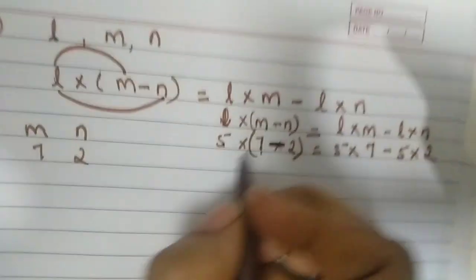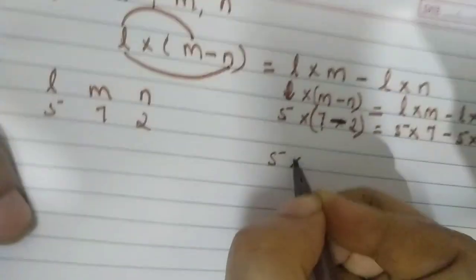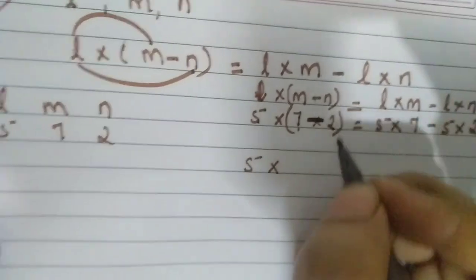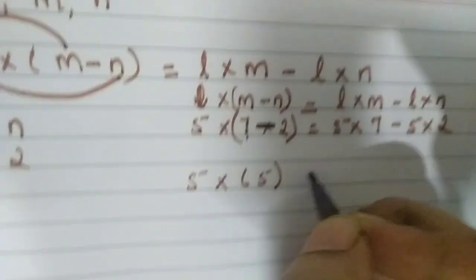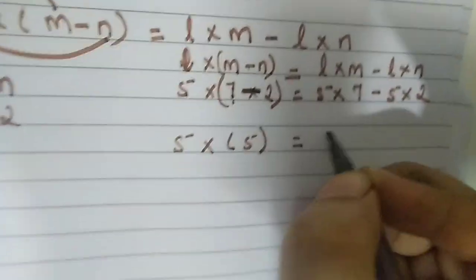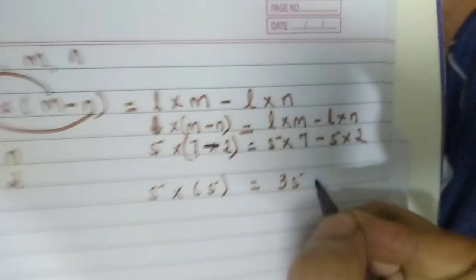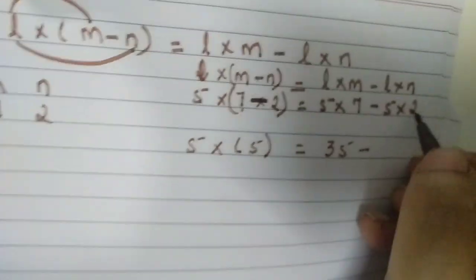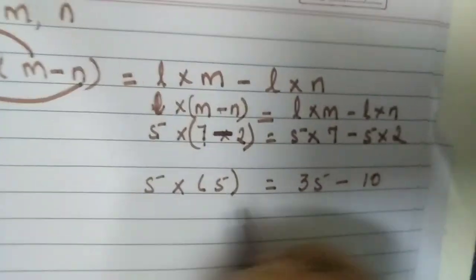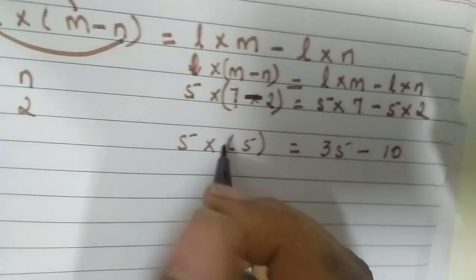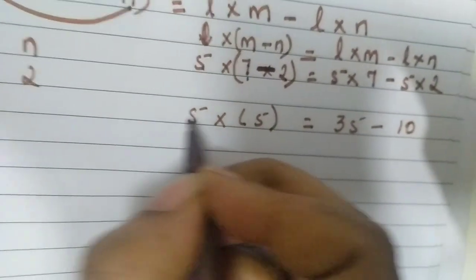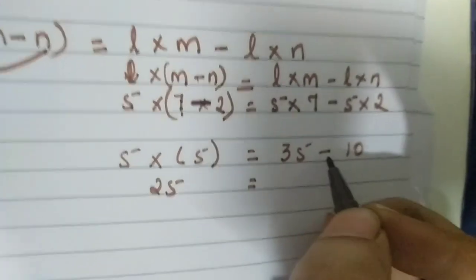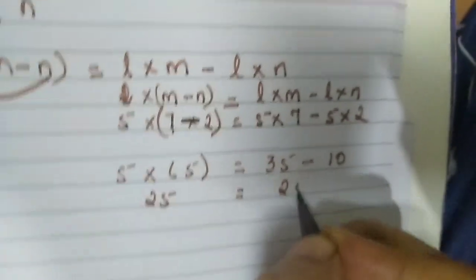Now let's see this. Write 5 as it is, the into sign also as it is. 7 minus 2 gives me how much? 5. So 5 7s are 35. There's a minus sign here, carry that minus sign. Then 5 into 2 is 10. So 5 5s are 25. Let's see if I get the same number here. 35 minus 10 also gives me 25.